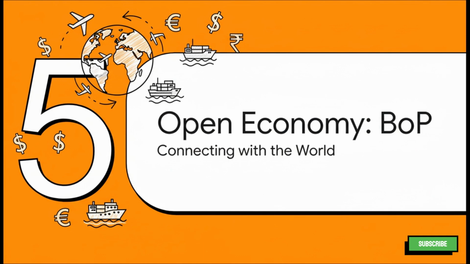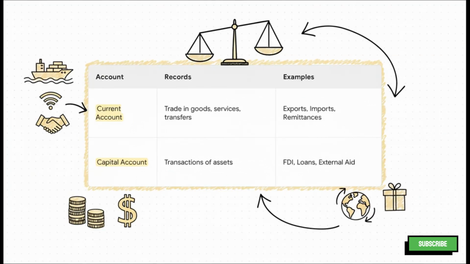All right, for our final section, let's zoom out. We're going to look at how India's economy plugs into the rest of the world. And to do that, we need to revise the idea of an open economy and the balance of payments. So the balance of payments, or BOP, is really split into two key accounts. You have the current account, which tracks the flow of income, things like exports, imports, and remittances. Then you have the capital account, which is all about transactions in assets, like foreign direct investment coming in or loans going out.